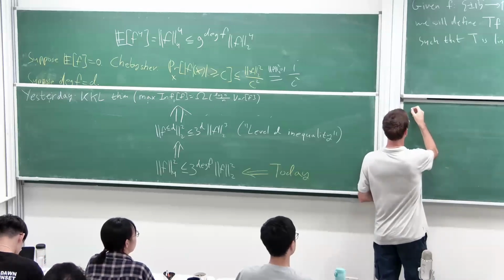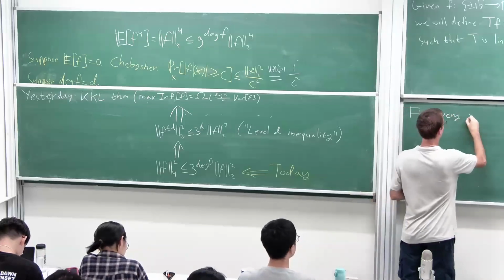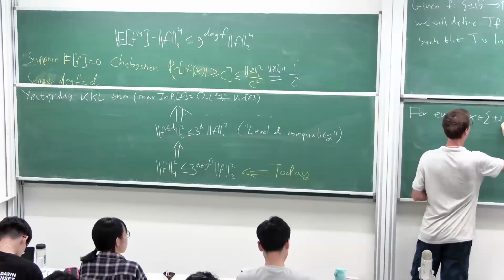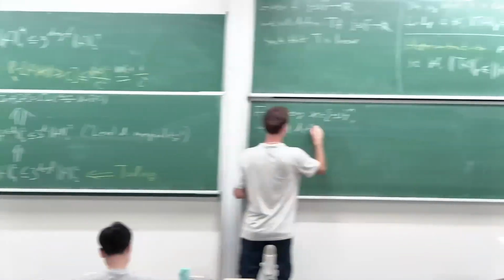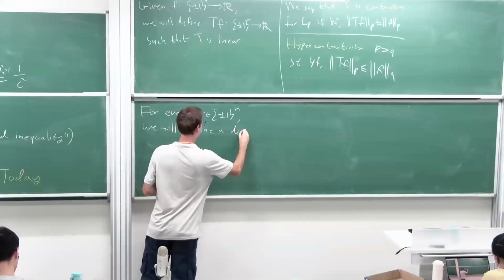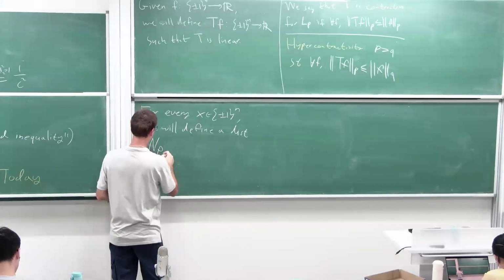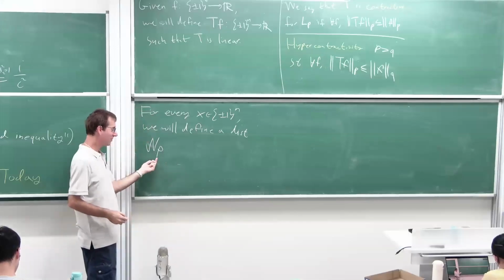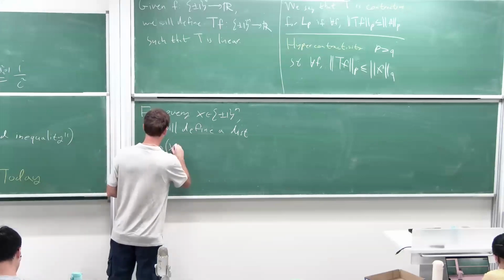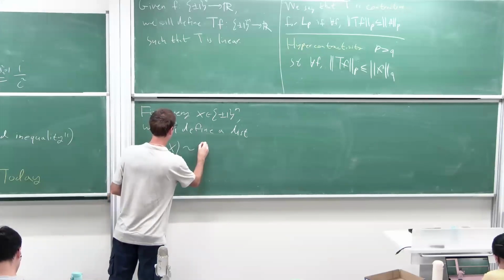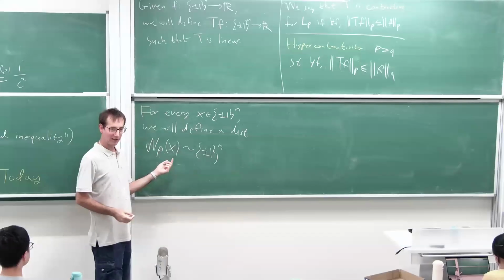Okay, so for every x in plus minus 1 to the n, we will define a distribution N_rho(x). When we get to p-bias analysis, then it will be an issue because rho and p look the same. But for now, it's not an issue, so it's fine. N_rho(x) is a distribution on plus minus 1 to the n. So you should think of it as adding some noise to this point x.